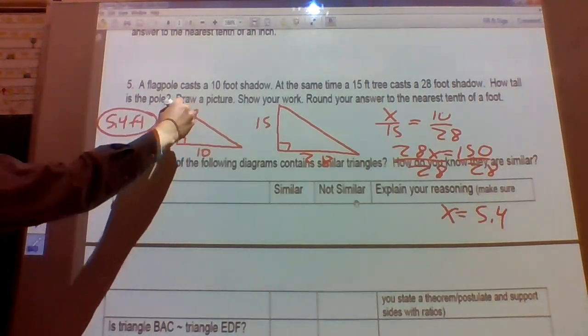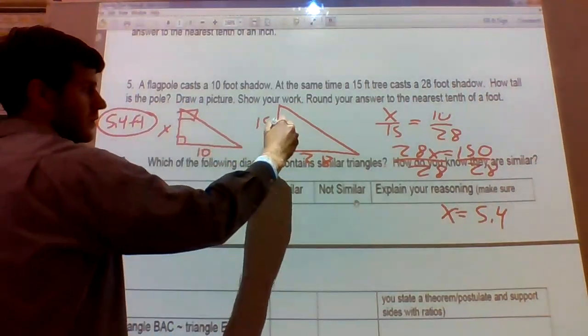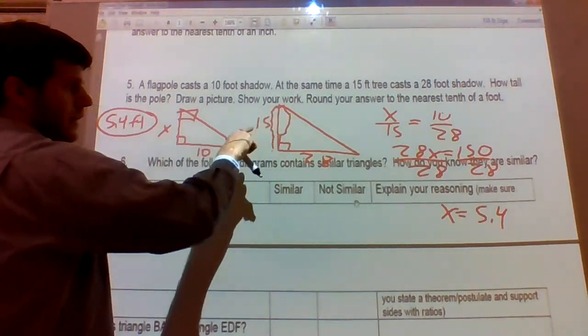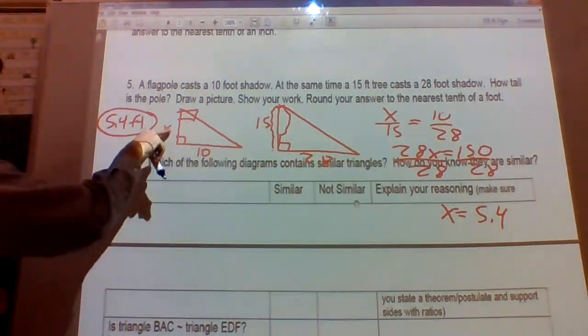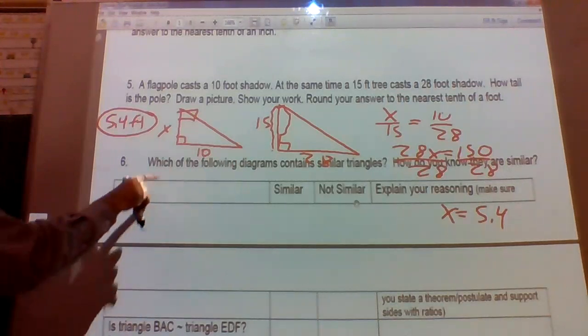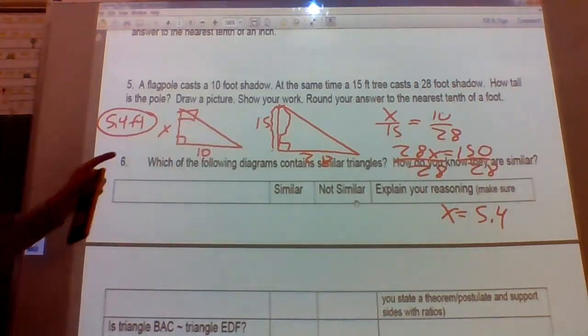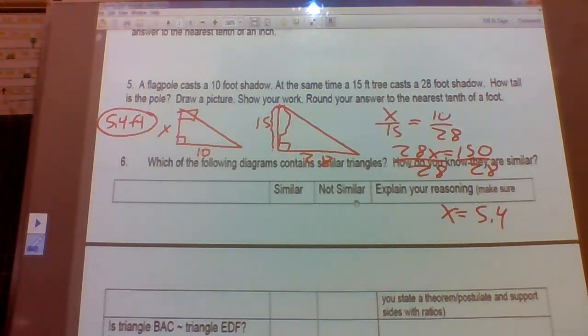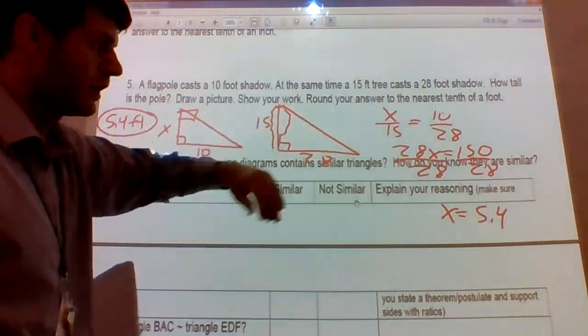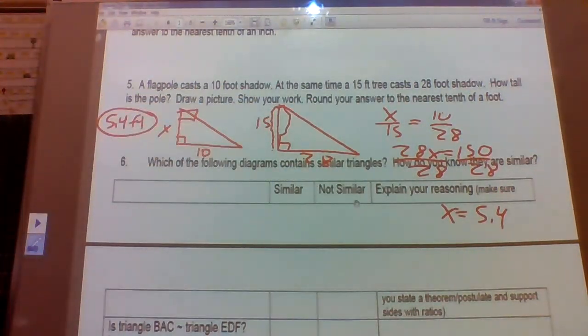Okay, this is our flagpole. This is the tree. All right, so the tree casts a 28-foot shadow. The pole casts a 10-foot shadow. How tall is the pole? x over 15 equals 10 over 28. Similar triangles, because we're assuming the angles are the same. The angle of the sun coming down is going to be the same, and they're both right angles, so we have angle-angle similarity.